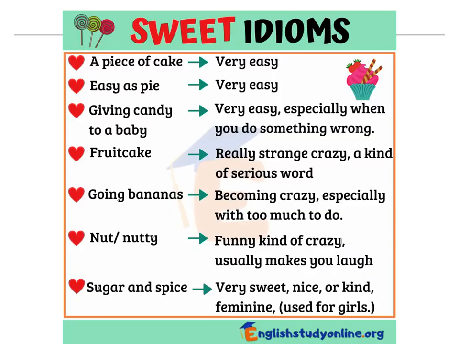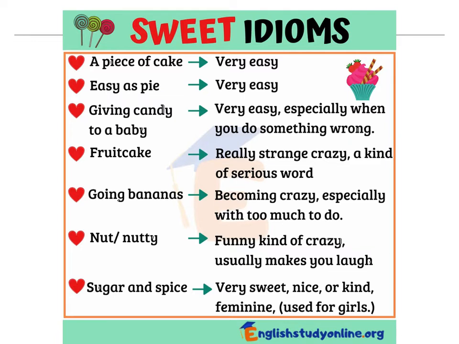So next slide is sweet idioms. A piece of cake, very easy. Easy as pie, very easy. These are the meanings. You can use them in place of these words. Instead of using very easy, you can use easy as pie. Giving candy to a baby, very easy, especially when you do something wrong.